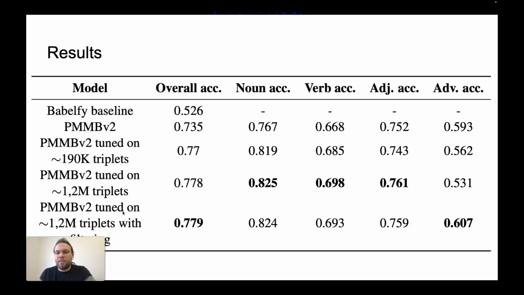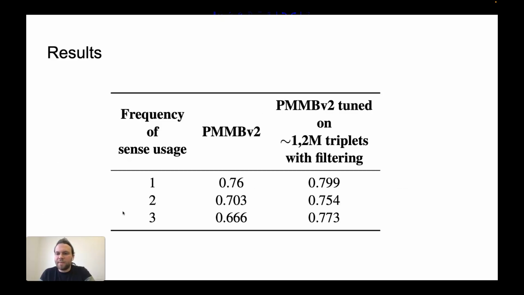We also tested whether our model did not predict just the most common sense. So we calculated the accuracy for the PMMB version 2 per the frequency of sense usage. You can see this information on the slide. The PMMB version 2 model fine-tuned on the filtered dataset shows better performance for the top 3 frequencies of the sense usage. So our final model works even better for less common senses.